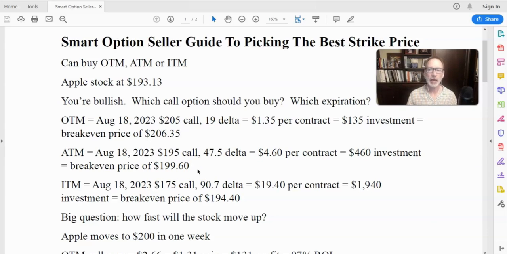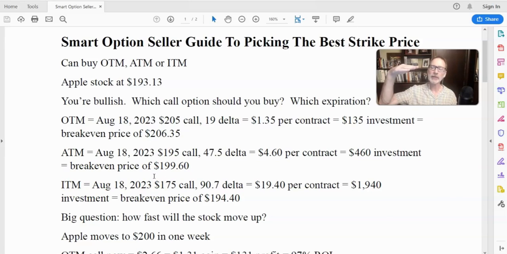You don't have to hold the option all the way to expiration. You can get out at any time, but most people end up holding the options all the way to expiration. So once again, you take the strike price of $195, you add the cost of the option, so that's $199.60.